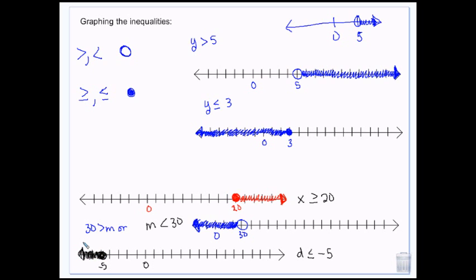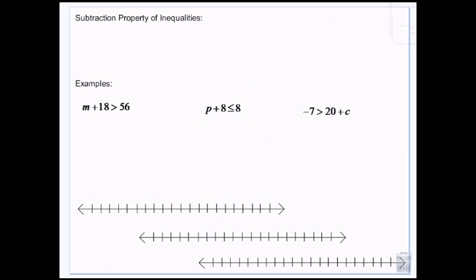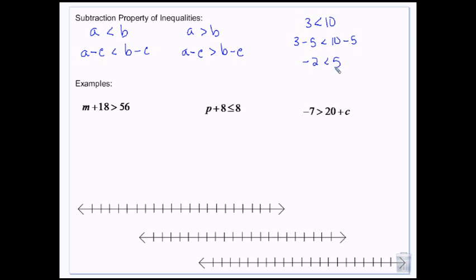Just like we can add the same thing to both sides, we can subtract the same thing from both sides. So if I say a is less than b, and I subtract the same thing from both sides, it's still true. Or if I say a is greater than b, I can subtract the same thing from both sides. It's still true. So 3 is less than 10. We'll use that same example. If I subtract 5 from both sides, I get negative 2 is less than 5. This is still true. So same as adding, I can subtract from both sides. It doesn't change the inequality.